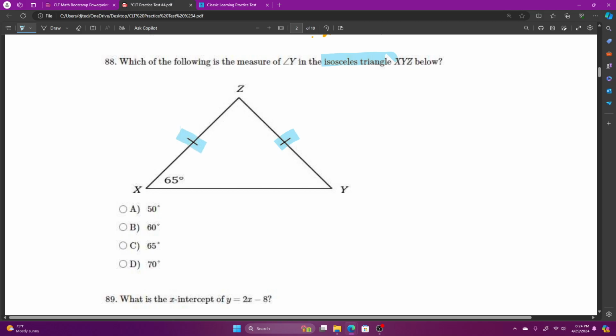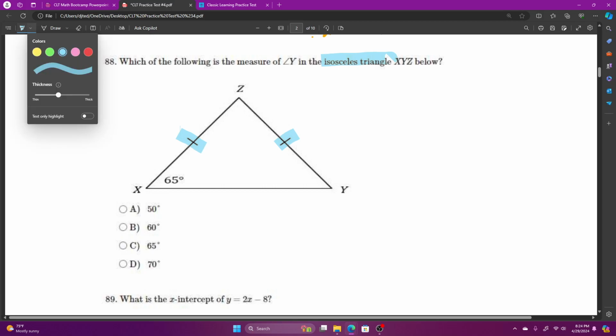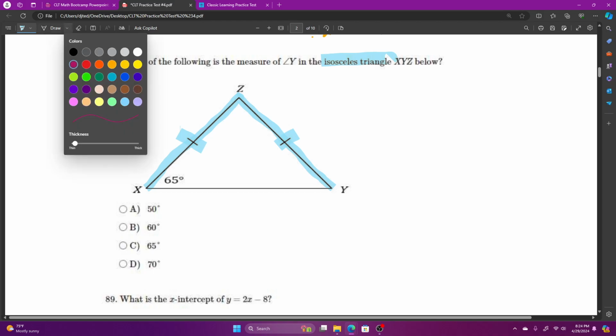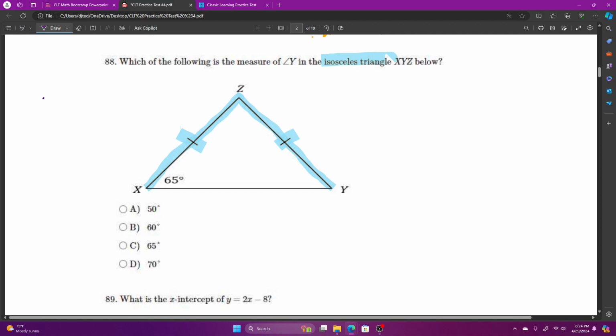It means what about these two sides of the triangle? It means that this little line segment, XZ, and this little line segment, YZ, are the same, or congruent. Isosceles triangle. So if those two sides are the same, what does that mean about the angles across from those sides?